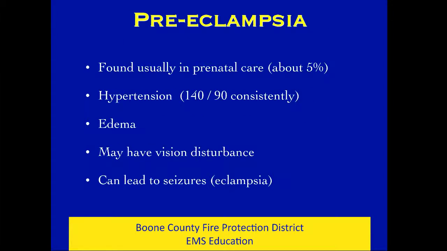Preeclampsia, usually found in prenatal care. Only about 5% of pregnancies have this. That number is kind of an average. You'll see sources lower and sources higher. Preeclampsia involves hypertension, several measurements over a period of time of 140/90 or higher. And again, this should be caught in prenatal care.